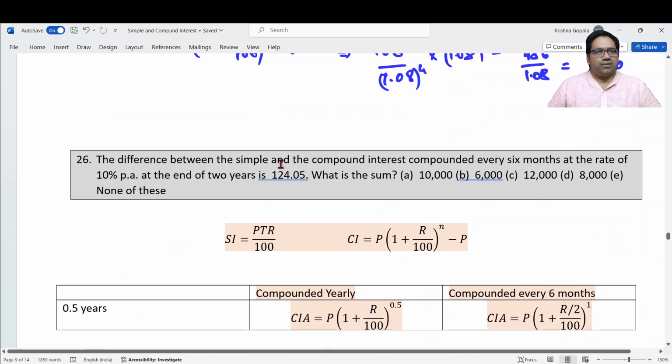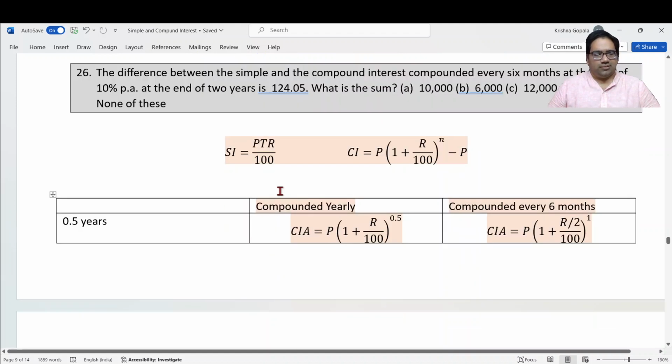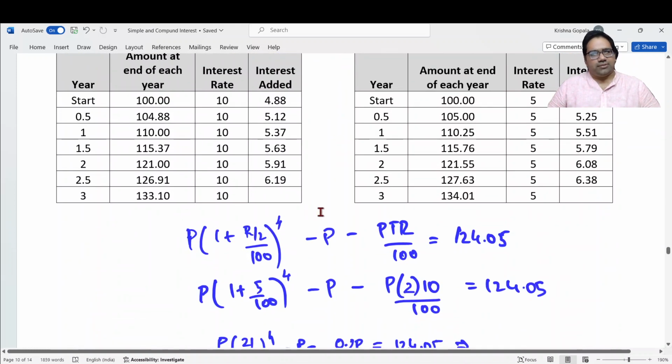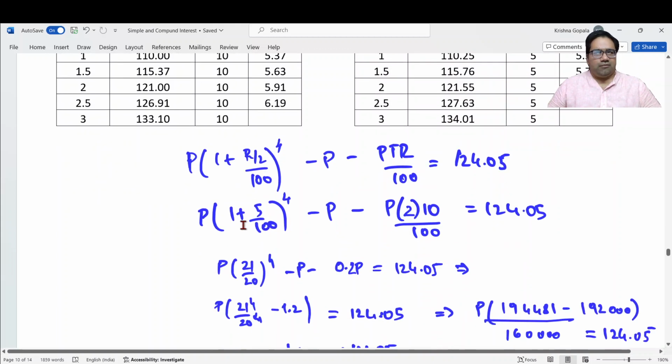Now, what is he saying? The difference between simple and compounded every 6 months at the rate of 10% per annum at the end of 2 years is this. Okay, now compounded every 6 months, what does it mean? P into 1 plus R by 2 by 100 whole power 4 minus P. This part is the compound interest. Minus PTR by 100 equal to 124.05. 1 plus 5 by 100 whole power 4 minus P, minus P into the time period, which is 2 years. Okay, here it is 2. Here it will become 4 because there are 4 6-month time periods in this.